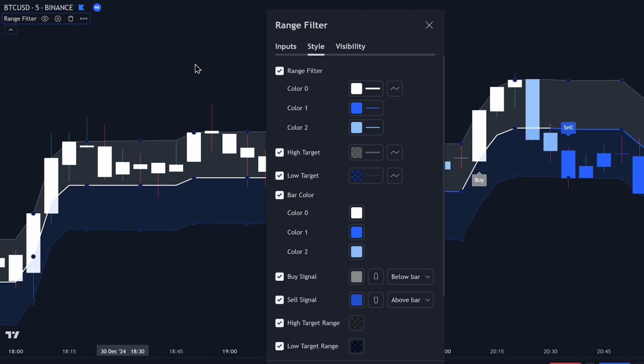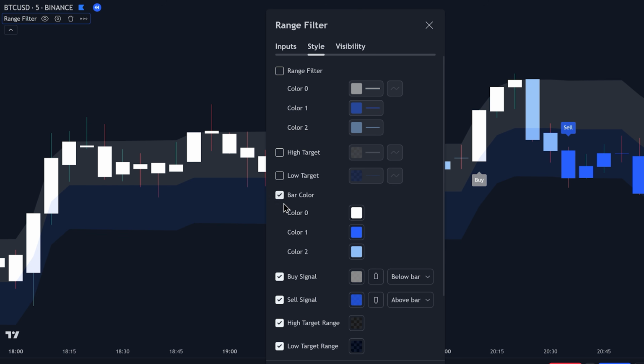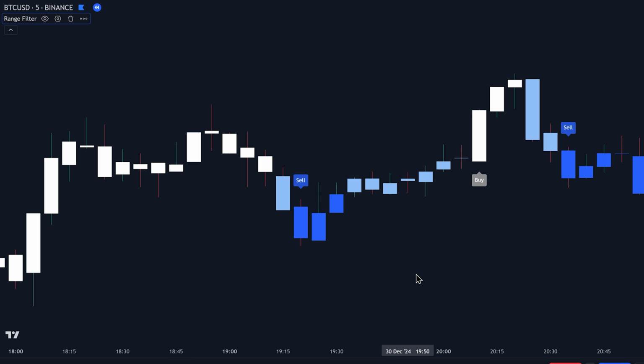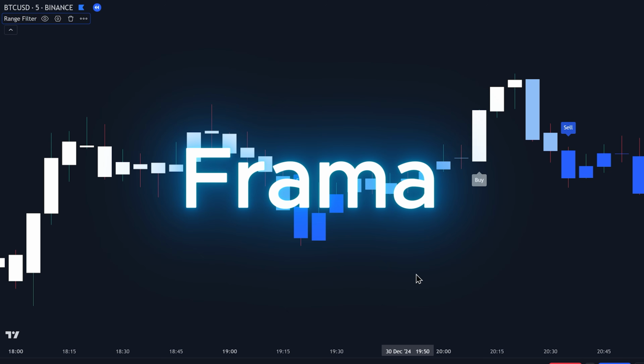Next, go to the Style tab and remove all the elements except for the buy signal, sell signal, and bar color. We'll only want the buy and sell signals to appear on the chart. Then, click OK.